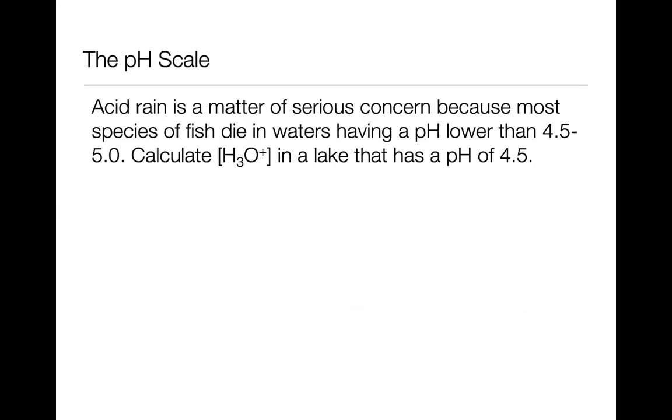So let's take a look at the problem. A lot of information, but it's actually pretty simple. It just says calculate the concentration of hydronium in a lake that has a pH of 4.5. I'm going to drop you in the deep end on this one, but I'll give you a minute. See if you can calculate for me the concentration of hydronium just given the pH of 4.5.